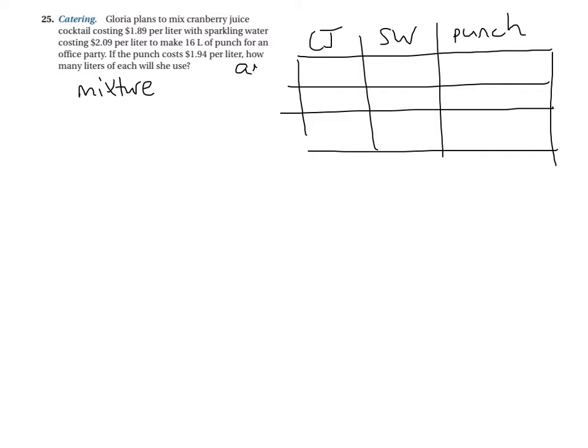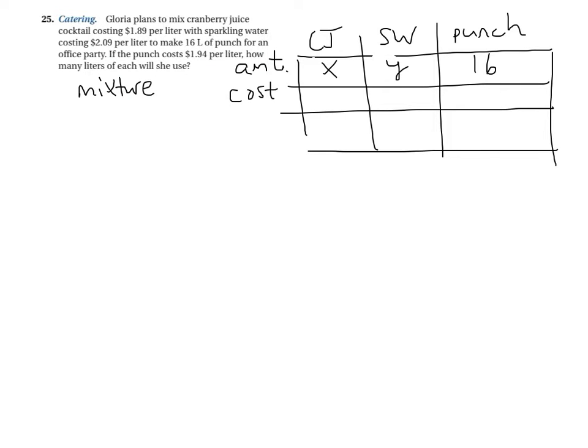Over here is going to be the amount. Now we know she's going to make a total of 16 liters. We just don't know how much of each she's going to use. Once again, those are our question marks. We don't know. So because those are the unknowns, we'll give them variable names. X will be the number of liters of cranberry juice. Y will be the number of liters of sparkling water.